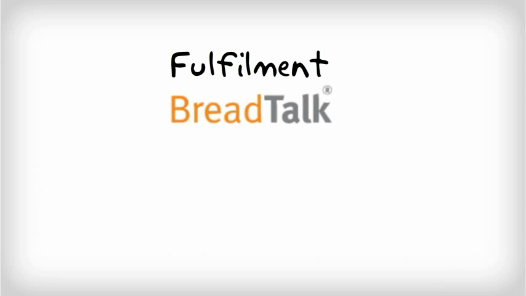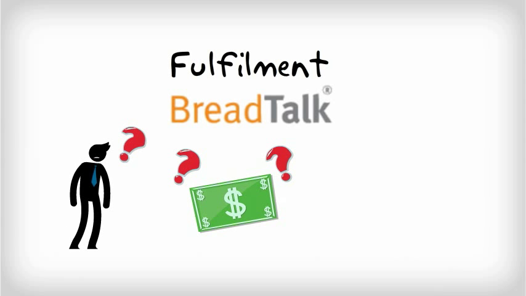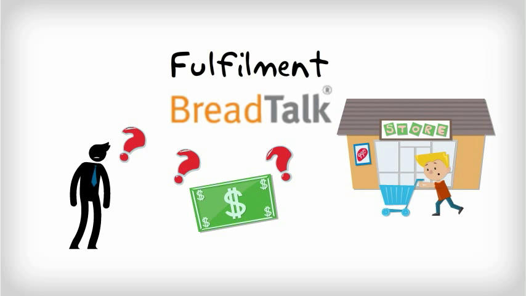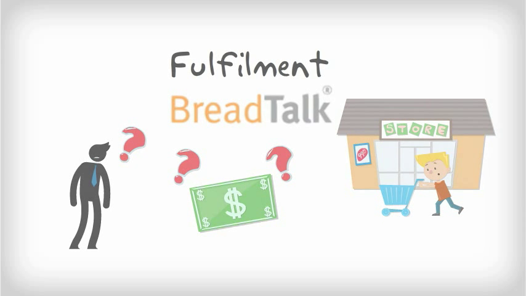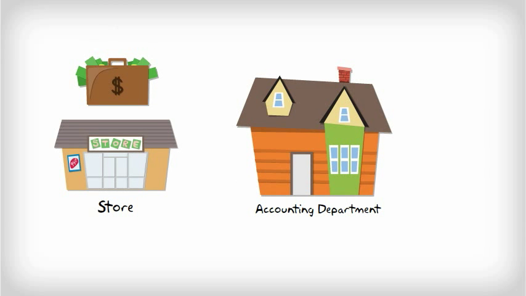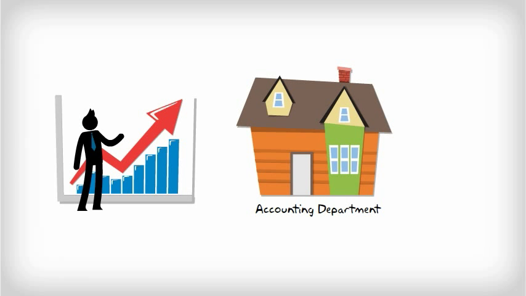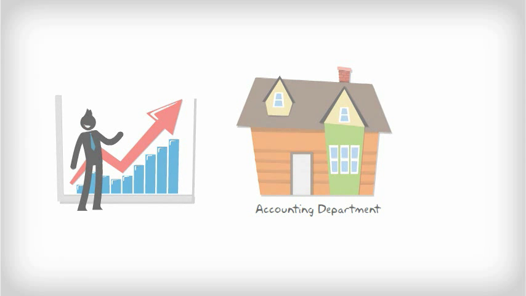Let's talk about the fulfillment process of BreadTalk. Fulfillment means how BreadTalk sells its goods and where its revenue is generated from. Fulfillment takes place when the bread and pastries are sold to customers at BreadTalk outlets. The money received is then consolidated and delivered to the accounting department. The accounting process is integrated in as BreadTalk needs to manage their revenue to maintain a healthy business.